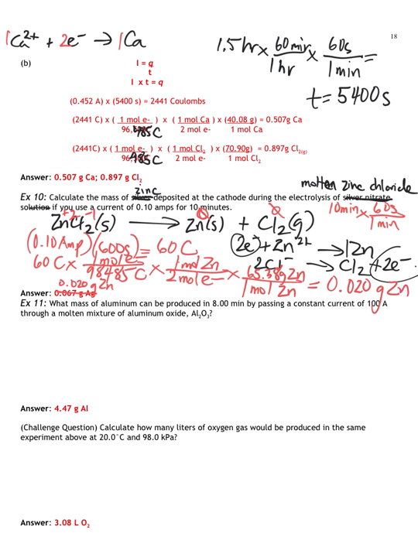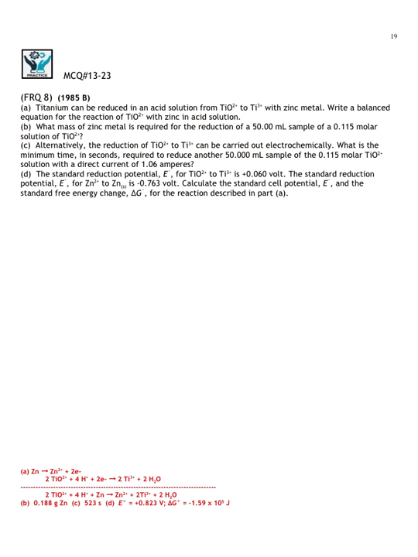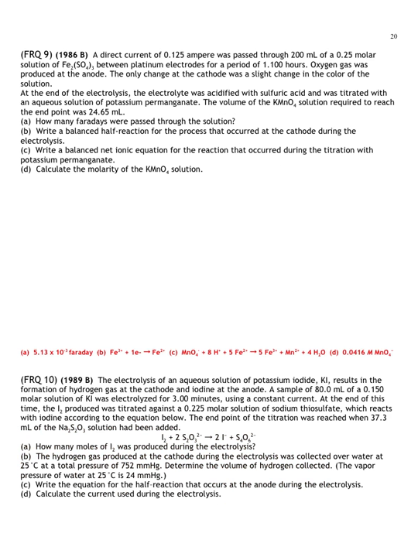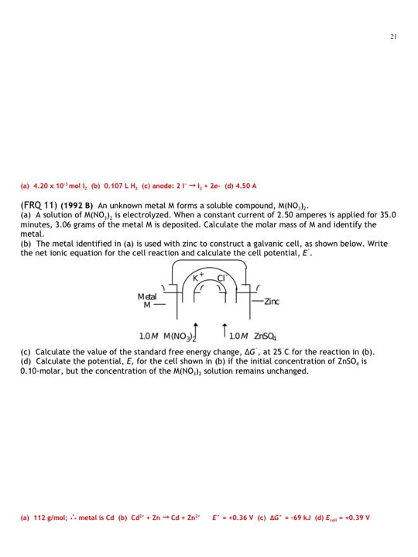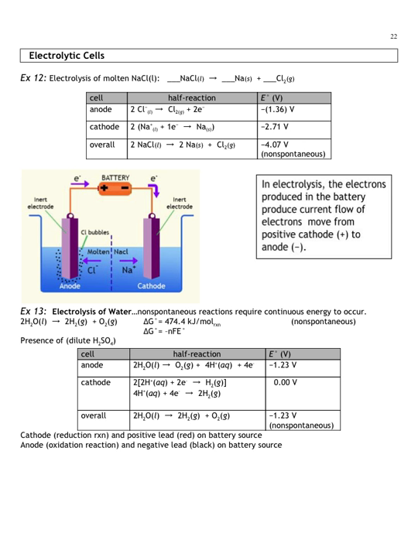So it's all dimensional analysis, pretty easy. Electrolytic cells and calculating electrolytic cells is all a matter of dimensional analysis with a bit of stoichiometry here. Go ahead and do example 11 and the challenge question down below. FRQ 8, work your way through. Do FRQ 9 and FRQ 10. And FRQ 11.